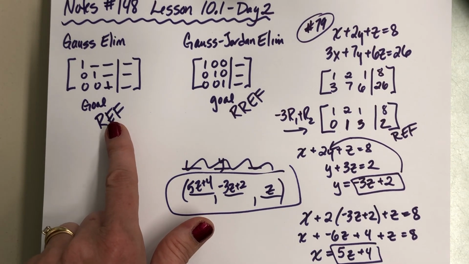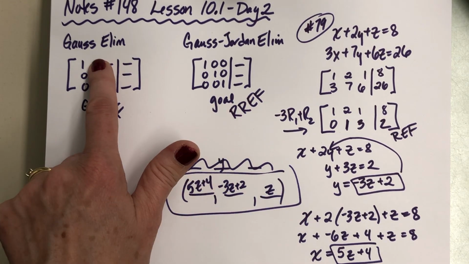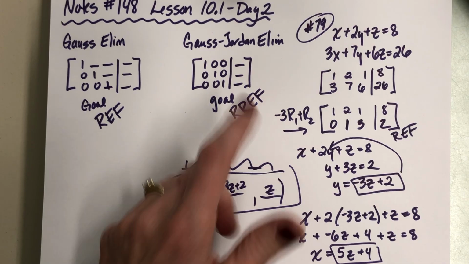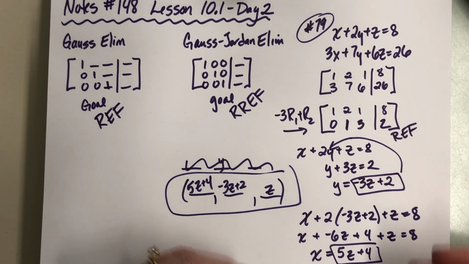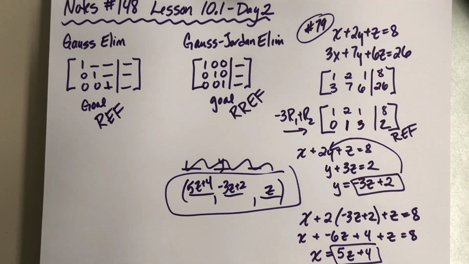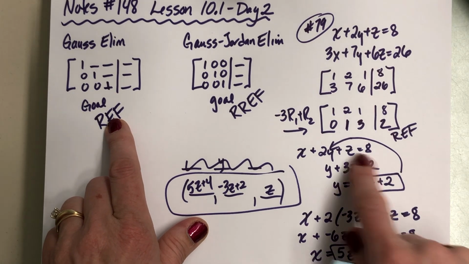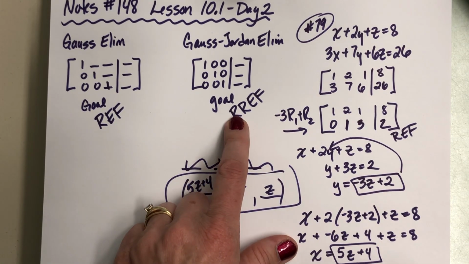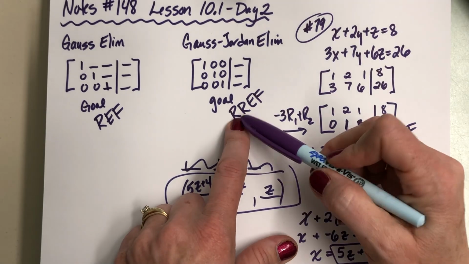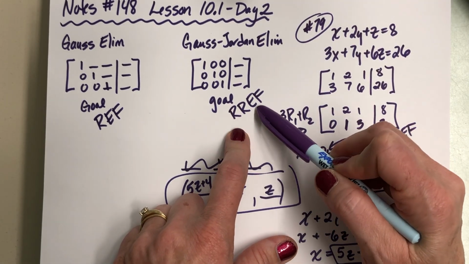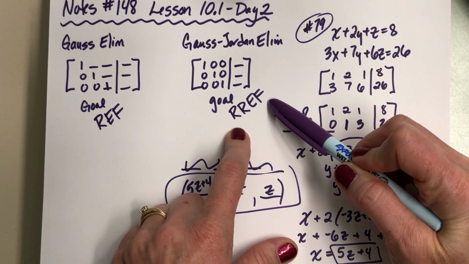To recap, you've got two different forms to solve: Gaussian elimination and Gauss-Jordan elimination. I personally don't care which one you use by hand. If I'm working by hand, I'm going to use Gaussian, get into this form, and back substitute. If I'm using my graphing calculator, I'm definitely going to use Gauss-Jordan and use RREF. The command is under the math menu. All right.